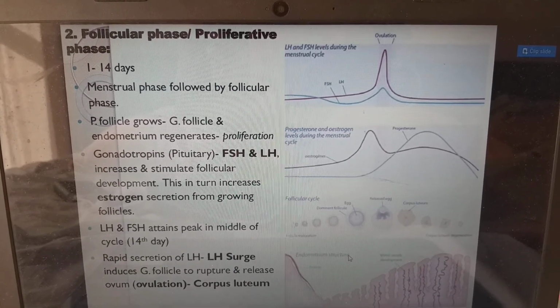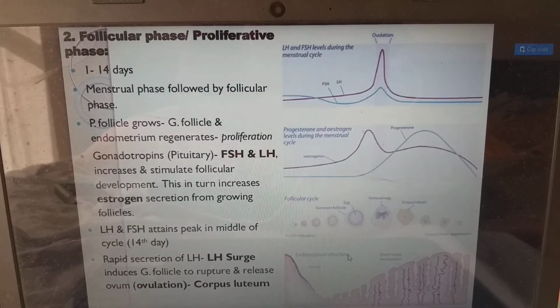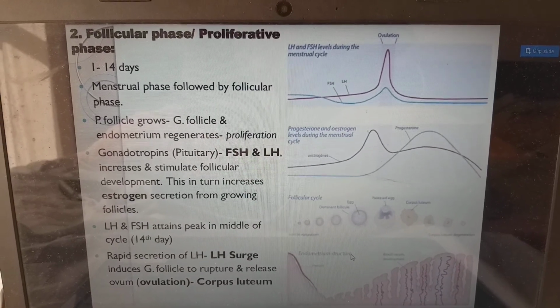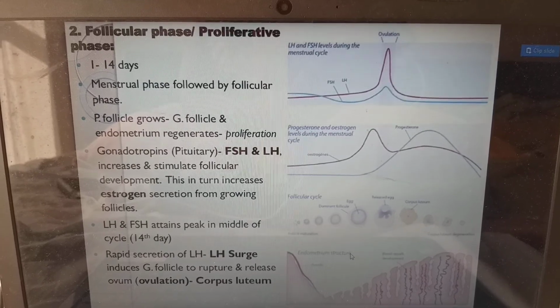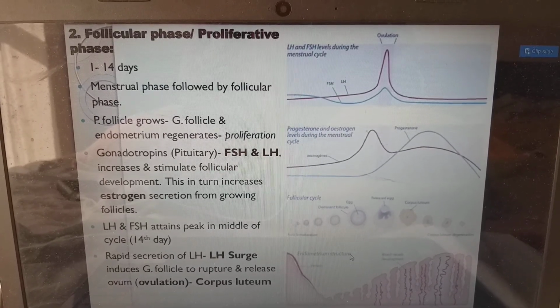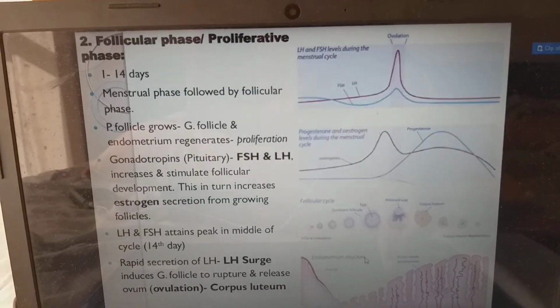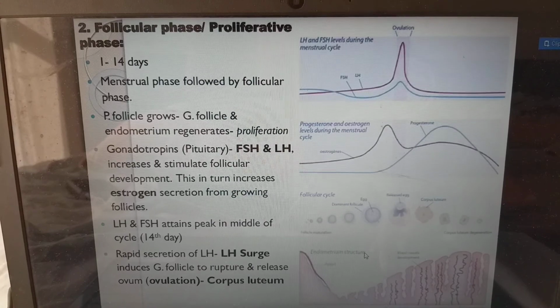So luteinizing hormone and follicle stimulating hormone attain their peak in the middle of the cycle, that is on the 14th day. The rapid secretion of luteinizing hormone, which we call the luteinizing hormone surge, indicates the Graafian follicle rupture and release of the ovum, which we call ovulation. And the remnant of the Graafian follicle, we call the corpus luteum.